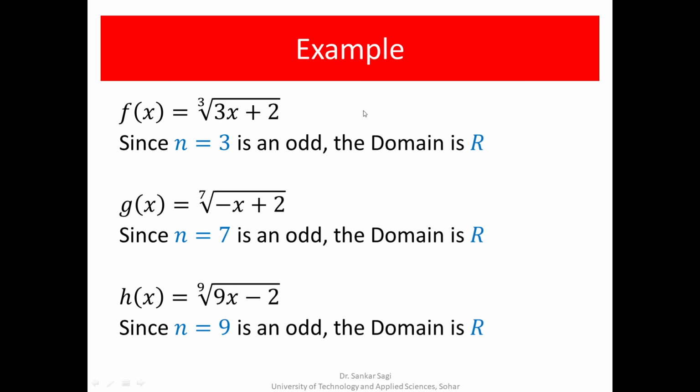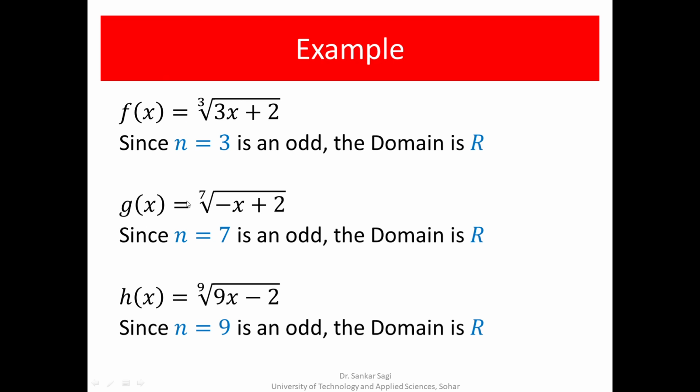Now let us look at some more examples. f(x) is equal to the cube root of 3x plus 2. Here the n value is 3, which is an odd number, and before we have seen that whenever n is an odd number, the domain of this function is all of R. That means you can take any x value which is a real number. So there is no restriction on x. x can be a positive real number, a negative real number, or 0, because n is 3, which is an odd number.